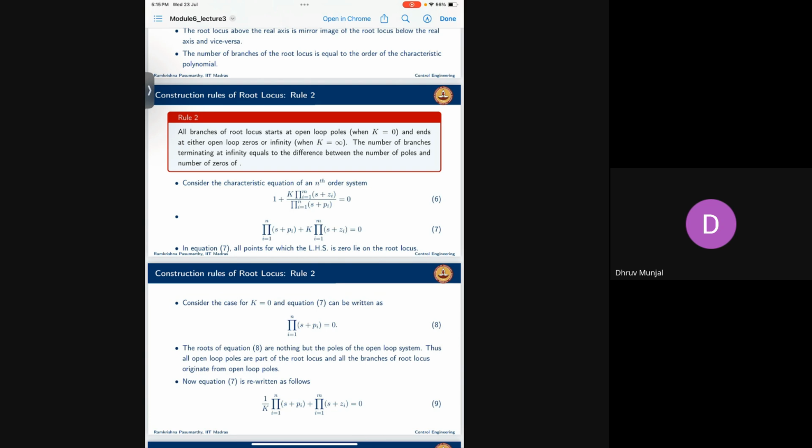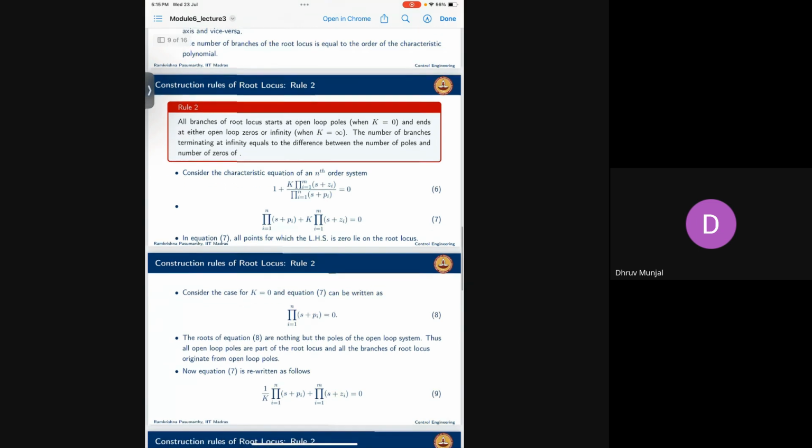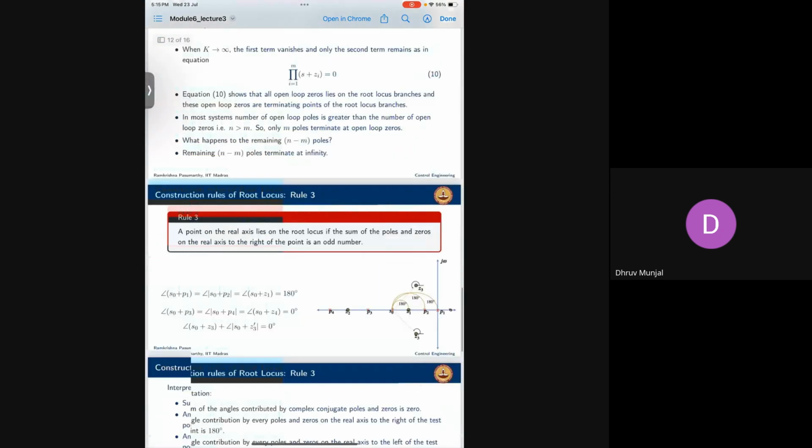The other pole will go to infinity if there are no other zeros. Okay, then this is rule 2. This is simple and doesn't need any formula to remember. That's it. We are moving to rule 3.